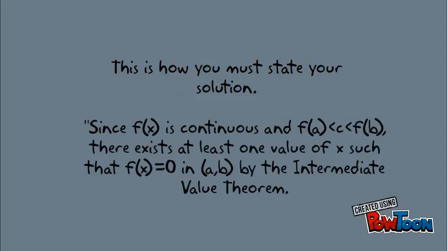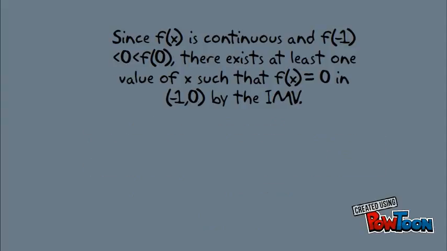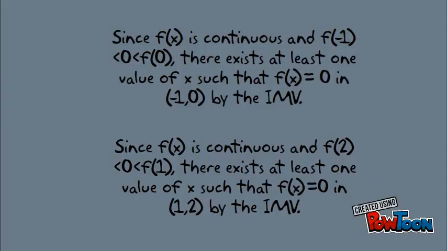This format is how you must state your solution. All you have to do is replace the variables with their interval. Because your two correct intervals were -1 and 0, and 1 and 2, they are stated like this.